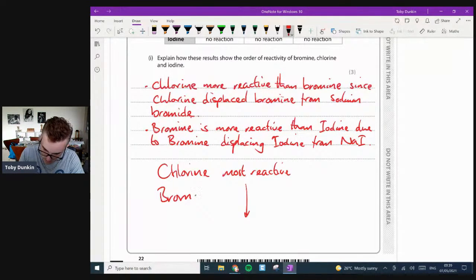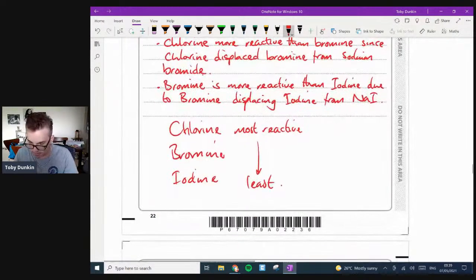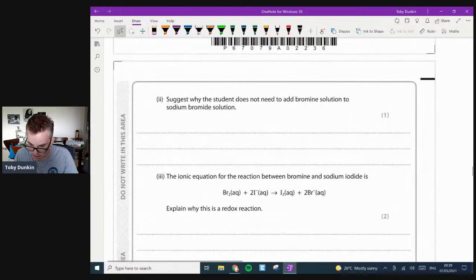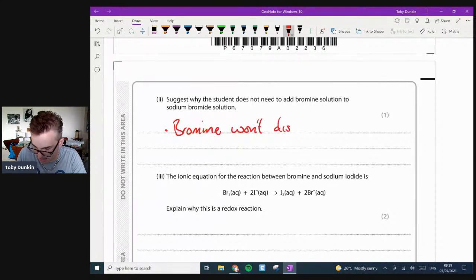Bromine in the middle, and iodine at the bottom, to give the order, least reactive. Done. Moving on. Suggest why the student does not need to add bromine solution to sodium bromide. Bromine cannot displace itself. Bromine won't displace itself.